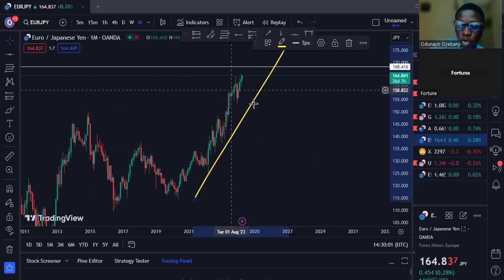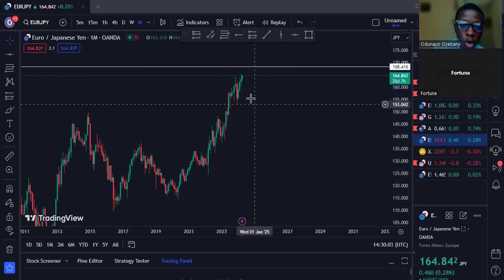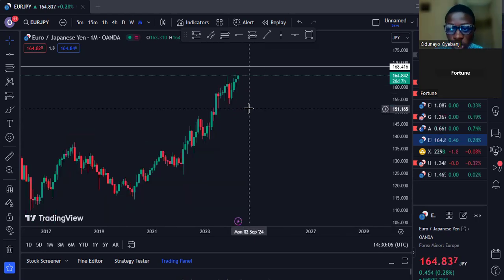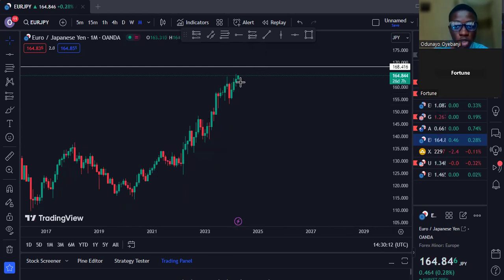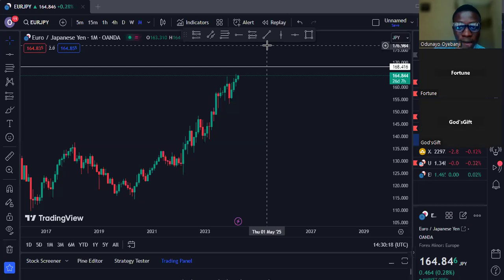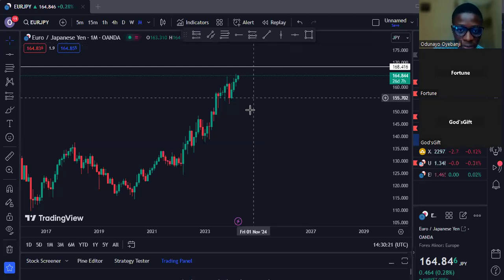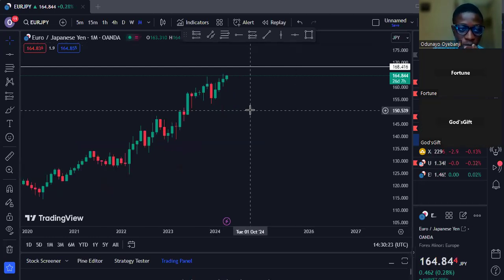Since the market is going upward, I'll be looking for what? Opportunity to buy, mostly. From the monthly time frame, I'm looking for opportunity to buy. That's what I'm doing. So I'm going to mark out important zones that I can see here. What do I mean by important zone? Actually, I mean zones of retracement. Are you with me? Zones of retracement.